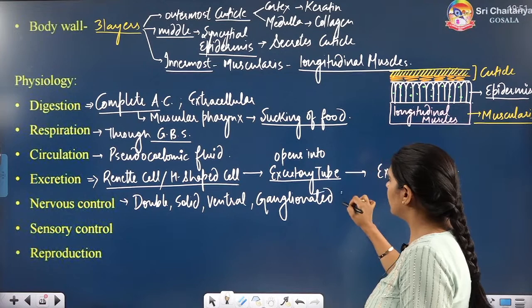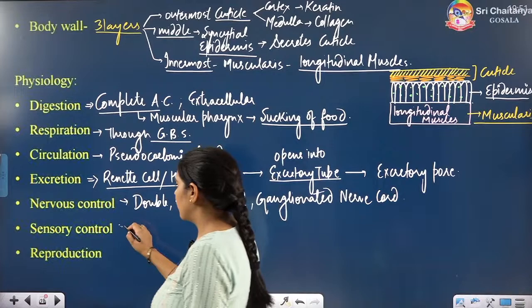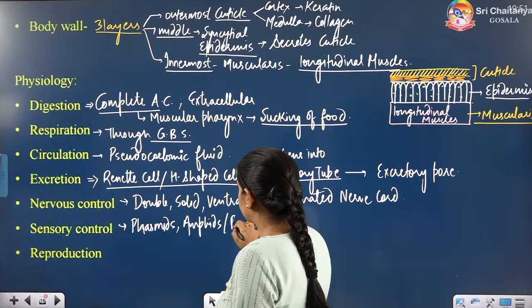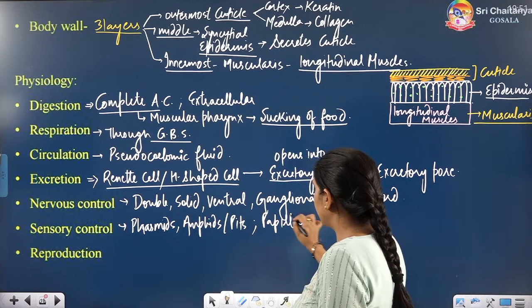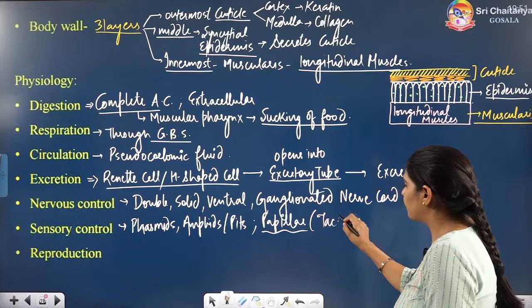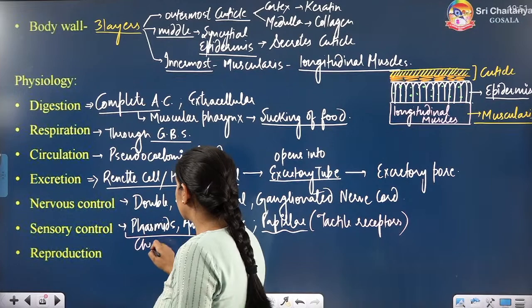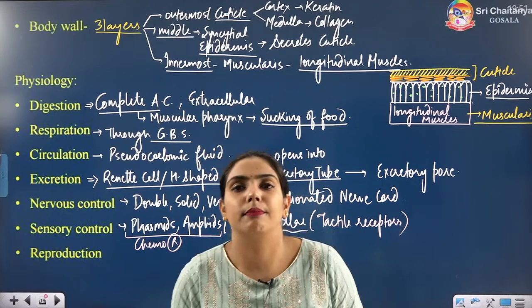Some sensory receptors are there, which are known as phasmids or amphids, or pits, and there are papillae. Basically these papillae are tactile receptors. Tactile means they are sensory for touch. Phasmids and amphids are chemoreceptors. Now, the important point is about reproduction.